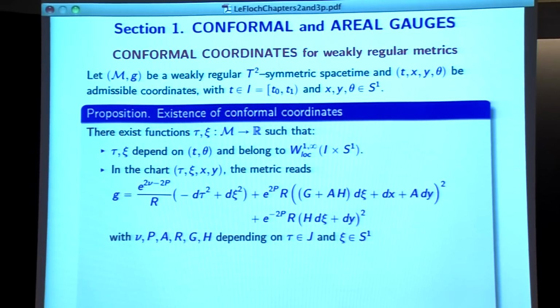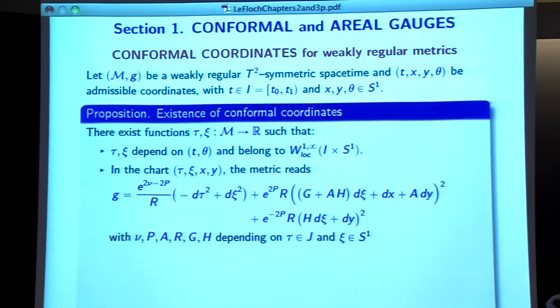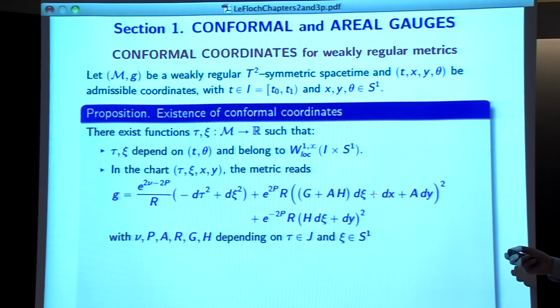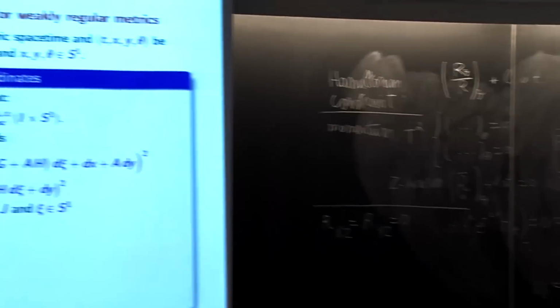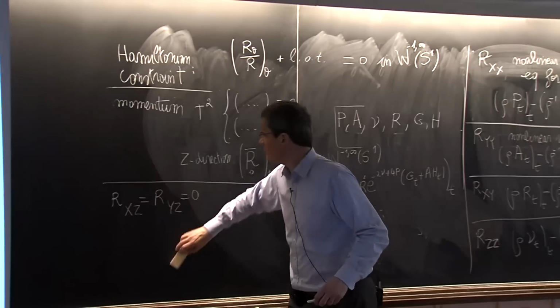So conformal coordinates are defined in this way. They allow you to rewrite the metric in this form, e to the 2 nu minus 2p over r times minus d tau squared plus d psi squared. So this is the metric of the quotient. Maybe I should also put it on the blackboard. I could probably erase this side.